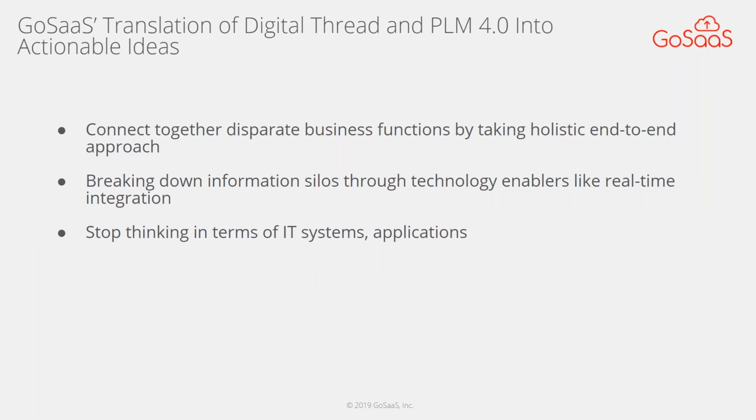Our translation of the digital thread and PLM 4.0 into some actionable ideas, nice and simple. First, connect together the disparate business functions by taking a holistic end-to-end approach. That's basically the slide that I just showed you. Second, break down the information silos through technology enablers like real-time integration, which is what we'll be showing you today. And then definitely stop thinking in terms of IT systems and applications. The idea is you don't go to this application to grab a certain kind of information and then another application to grab other information. It's one big enterprise story. That's the beauty of it.